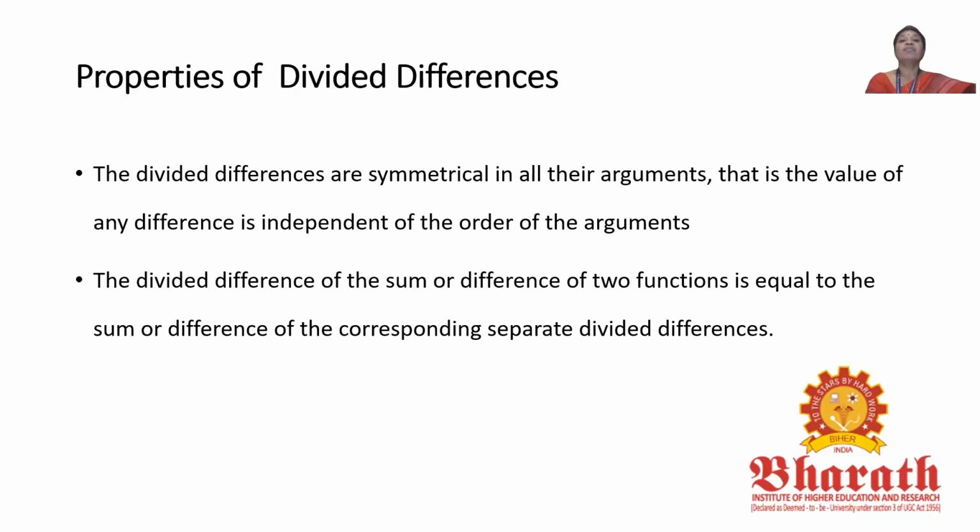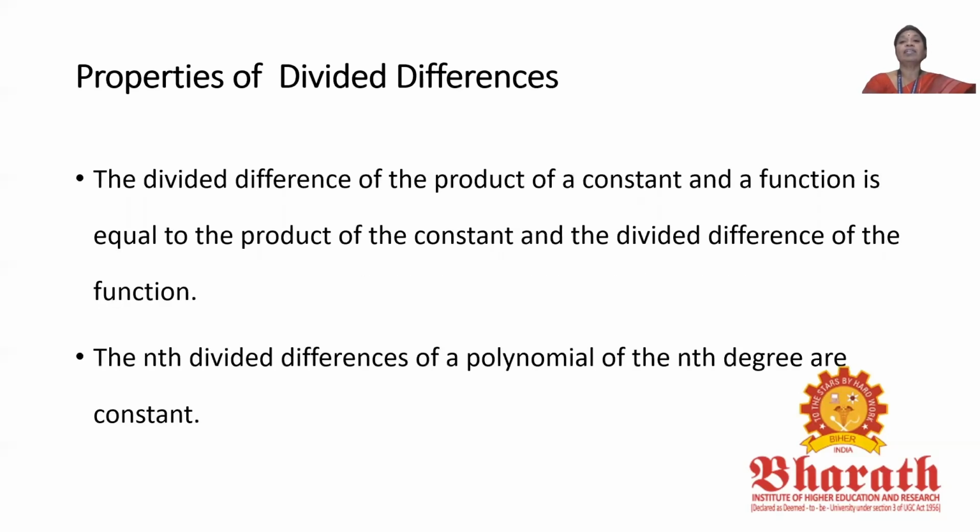Next, the divided difference of the sum or difference of two functions is equal to the sum or difference of the corresponding separate divided differences. So we can take the sum of two functions, or we can take the difference of two functions. The sum of the two functions will be equal to the sum of the separate divided differences. Similarly, the difference of two functions will be equal to the difference of the corresponding separate divided differences.